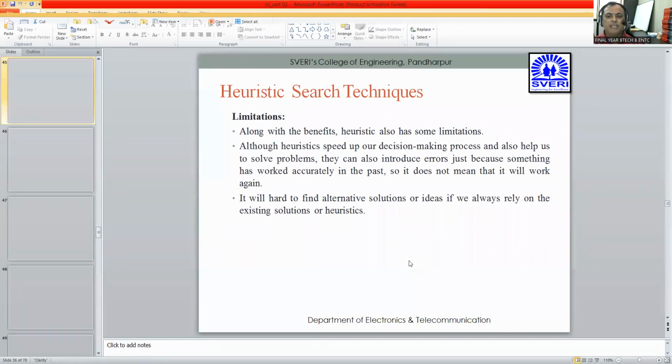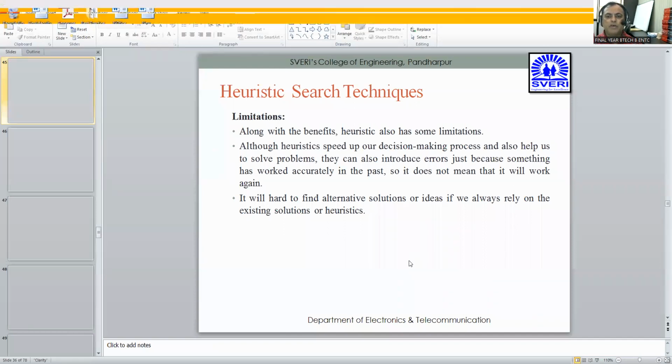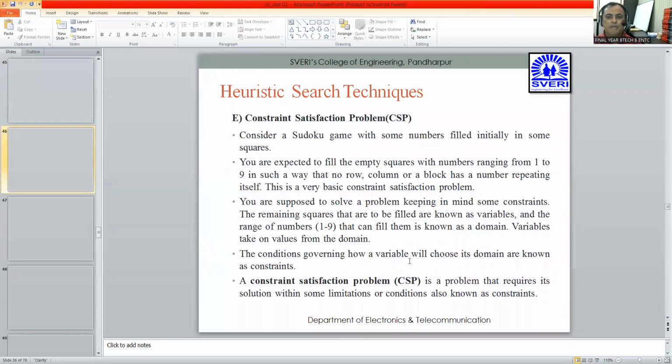Limitations of the heuristic techniques. Although we know that heuristics speed up the decision-making process and also help to solve the problem, an error may be introduced, because something that worked in the past may not work accurately now. That does not mean it will work again. It will be hard to find an alternative solution or ideas if we always rely on the existing solutions. Then we saw CSP, that is the constraint satisfaction problem.